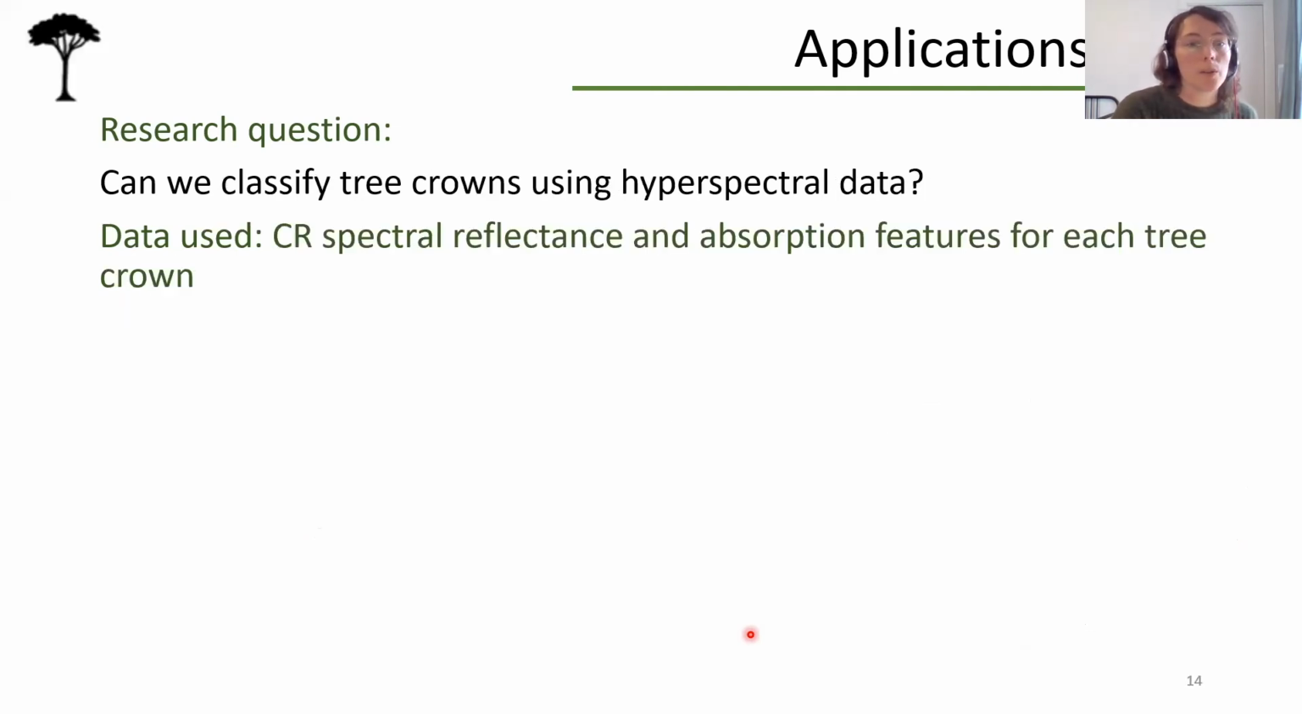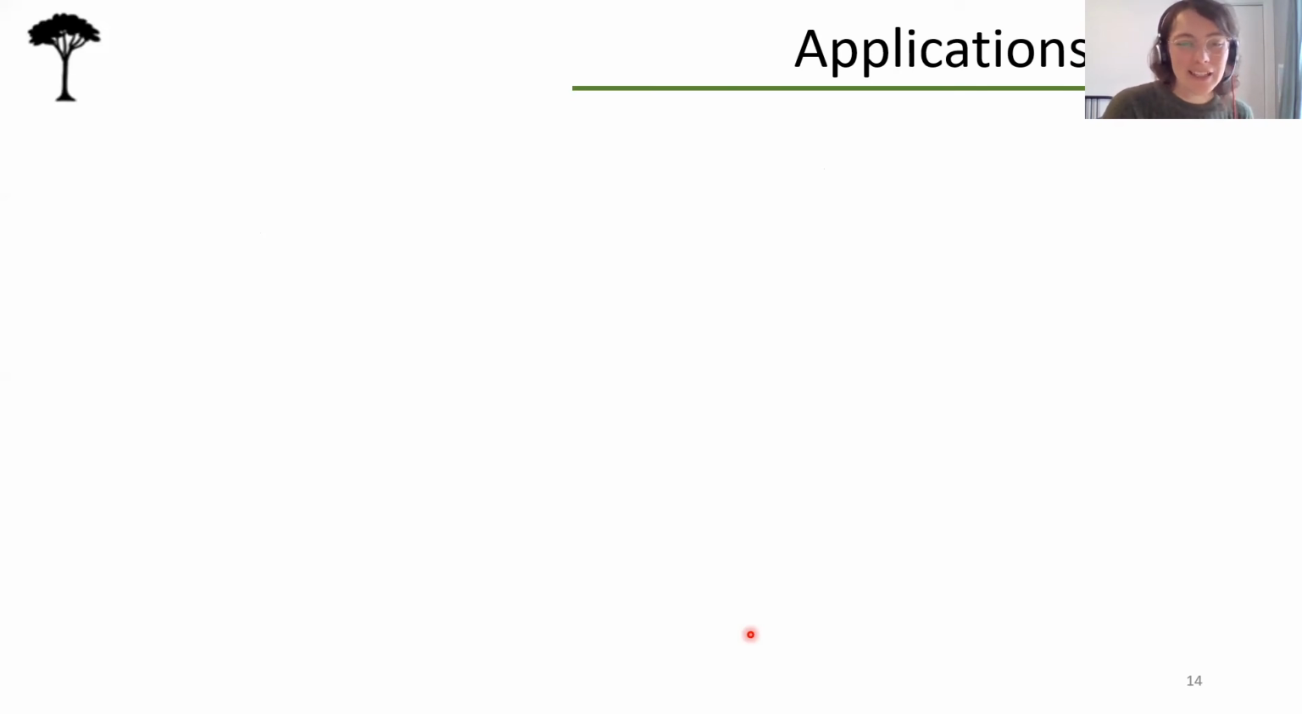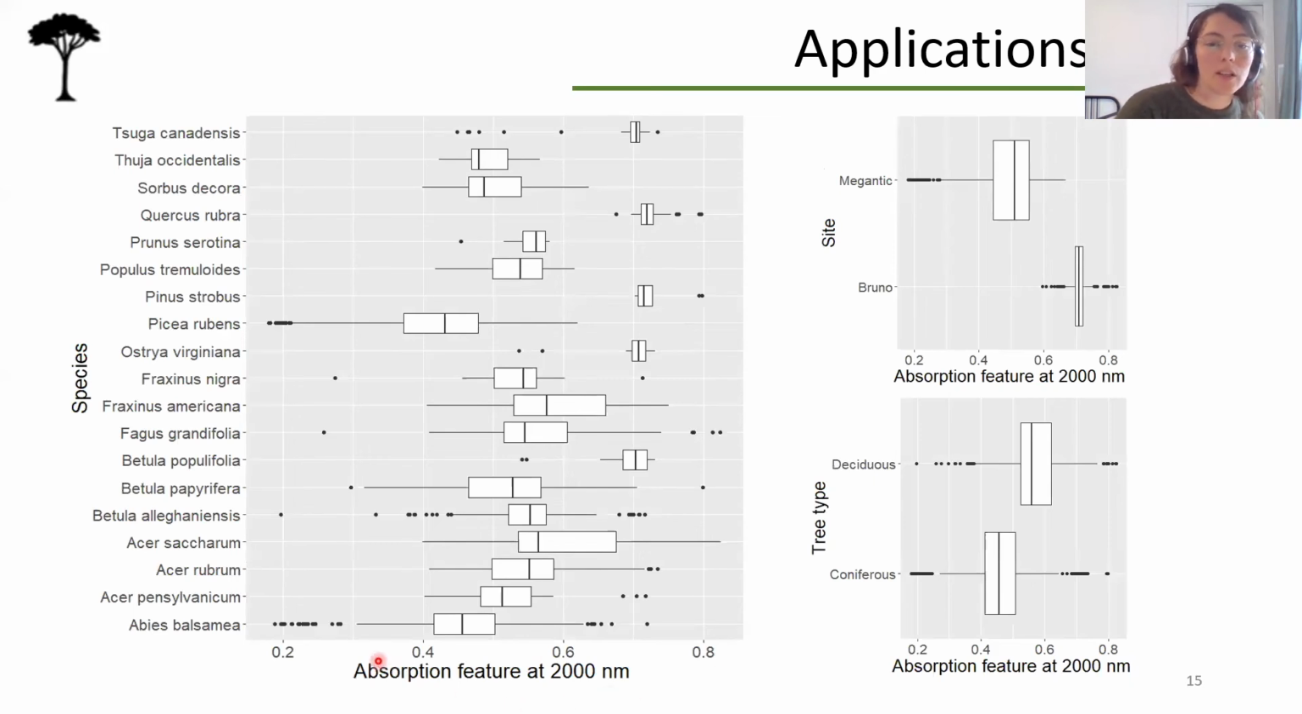The last application I wanted to show you addresses the tree crown scale. So can we classify tree crowns using hyperspectral data? This, of course, makes use of the continuum removed reflectance values at the tree crown scale, so for each of the tree crowns. I didn't do any classification yet. I just want to give you an insight into one of the absorption features in the shortwave infrared light. These are the majority of tree species from the tree crowns, showing some differences in this single absorption feature.